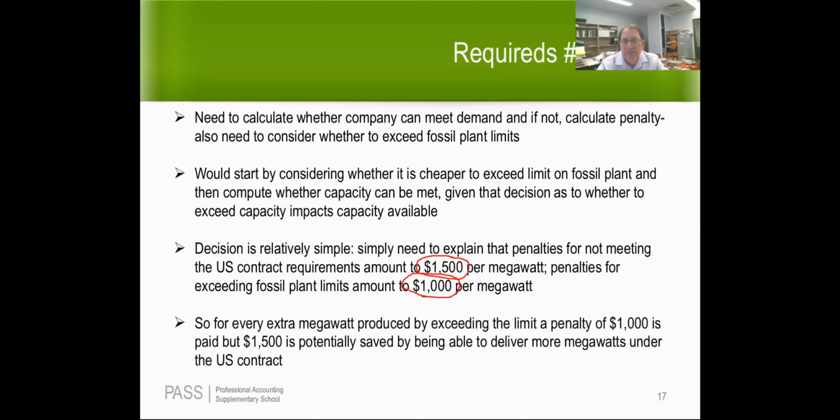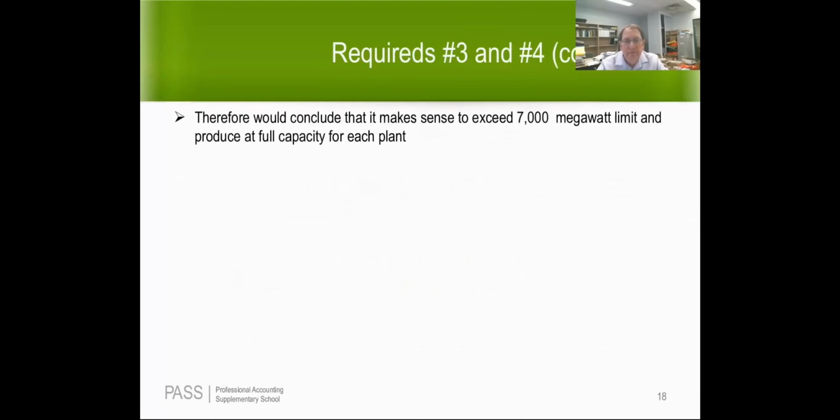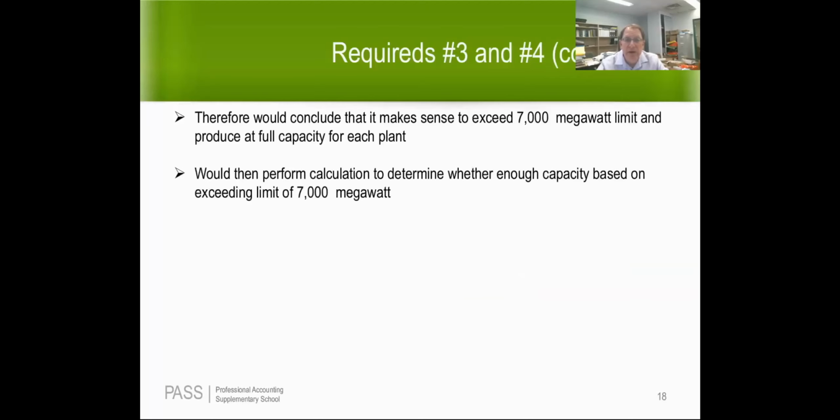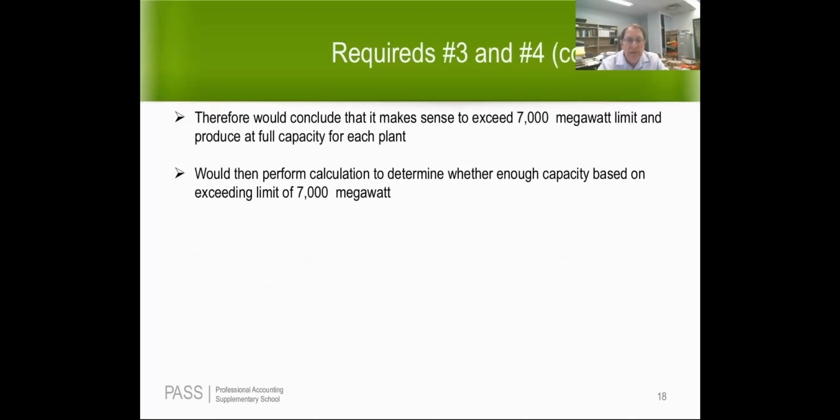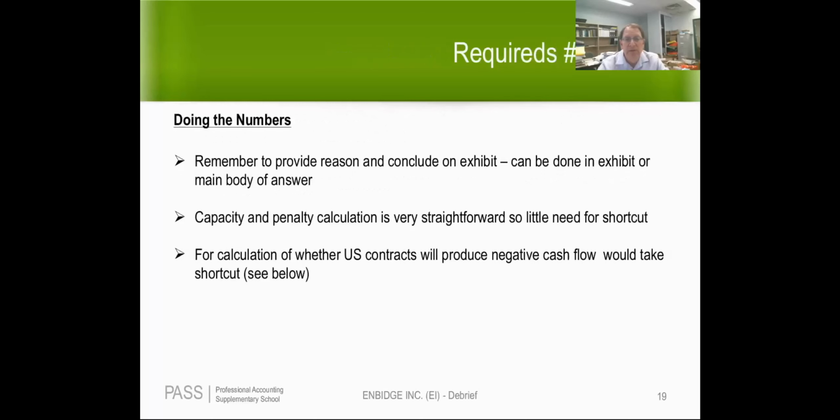Okay. So the megawatt limit was 7,000, whatever, and it would make sense. Exceed that, I'd rather pay that. Okay, fine. So then we can perform the calculation to determine, well, do we have enough capacity? I don't know, even if we exceed the limit, do we have enough capacity? All right, so now doing the numbers, okay, fine.